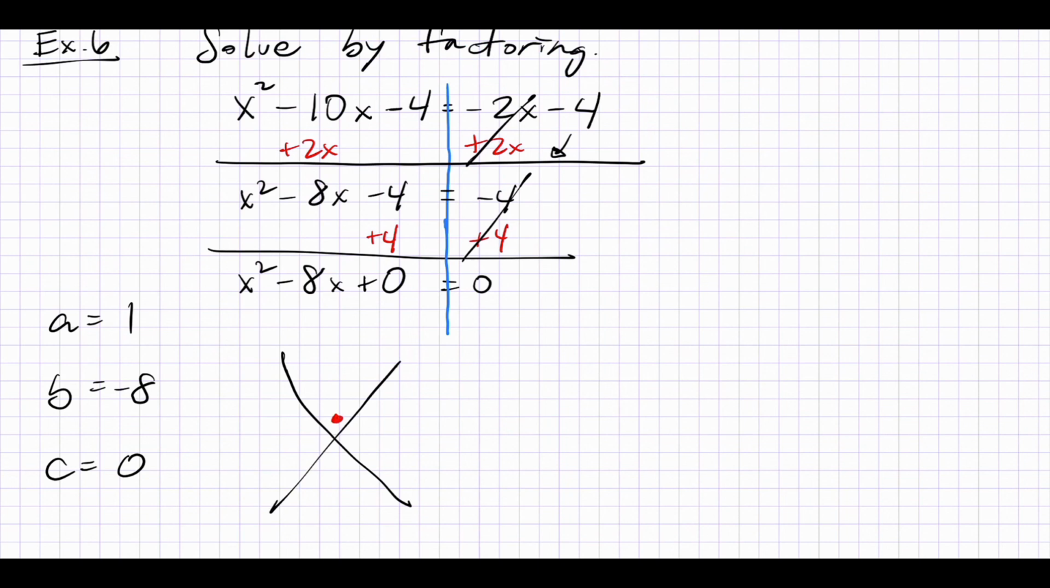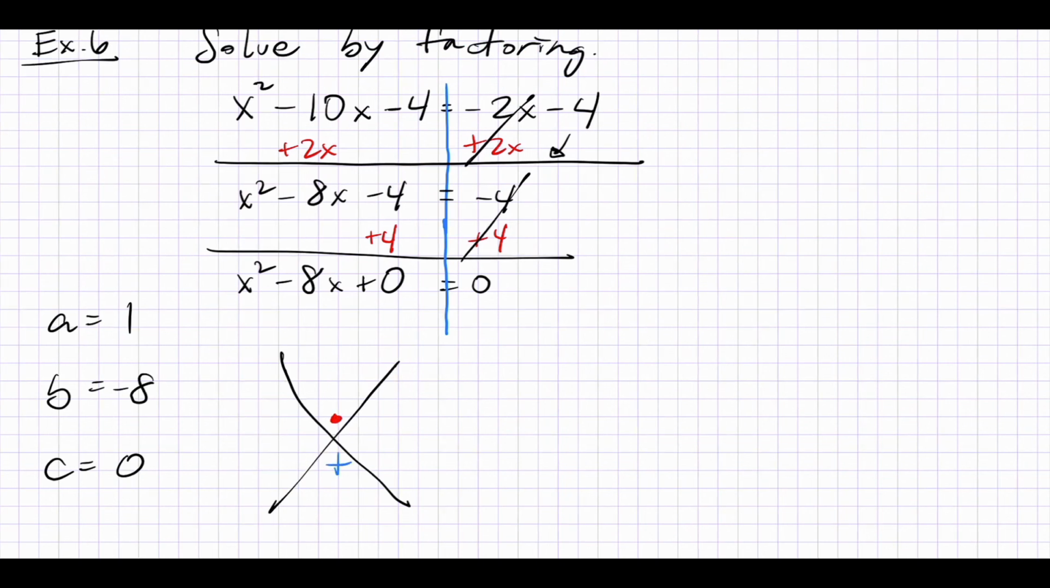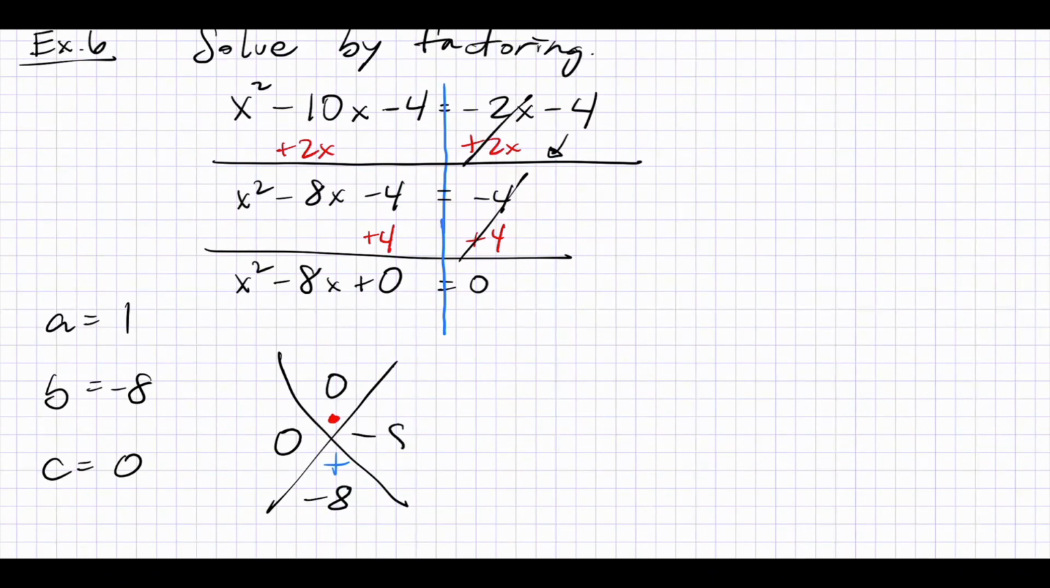Multiplication, addition. If I multiply A times C, I get 0. If I add up, it's going to be negative 8. What are the two numbers that multiply to be 0 and add up to be negative 8? 0 and negative 8. If I multiply those two guys, I get 0. If I add them up, I get negative 8. Okay.